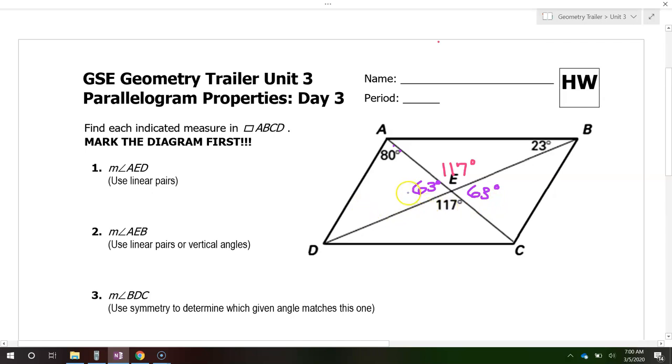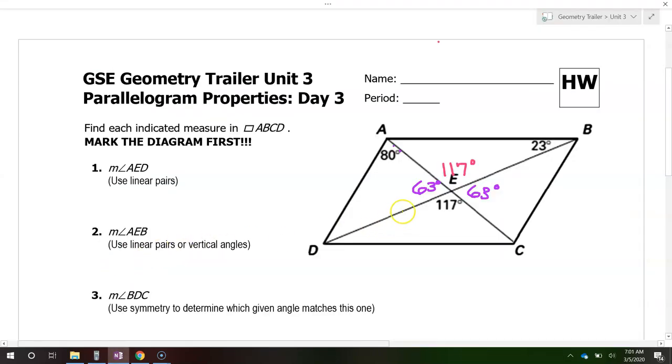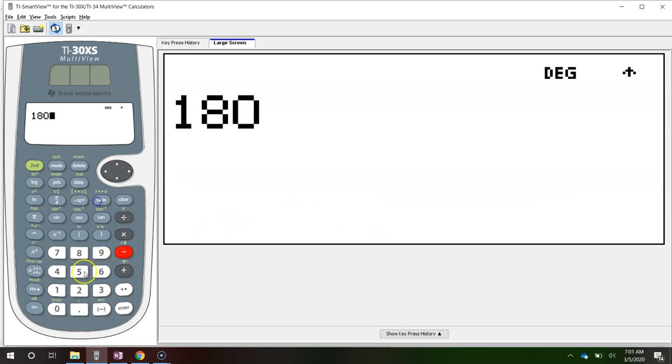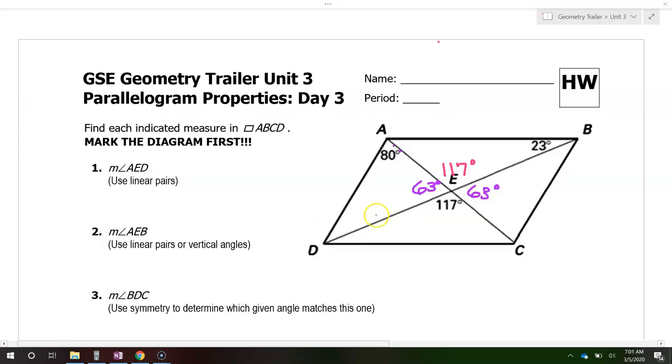We know that all of the angles inside of a triangle add up to 180. So if I see any triangle where I have two angles given, I should be able to find the third angle at that point. So here I see the 80 and the 63, so I should be able to find the third angle by subtracting from 180. So if I take 180 and I subtract 80 and 63, that leaves me with 37. So that means this missing angle right here is going to be 37 degrees.